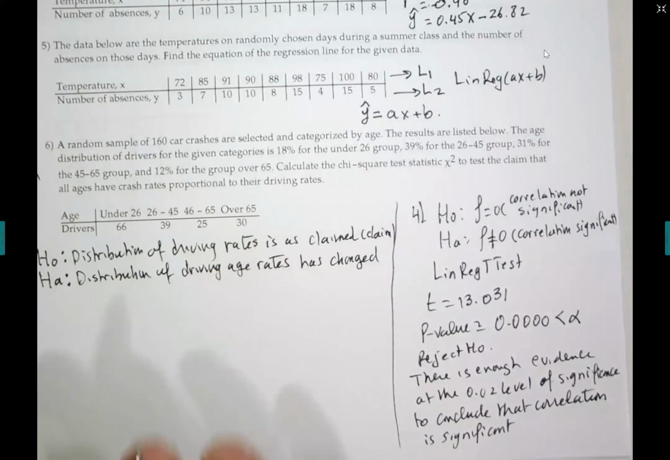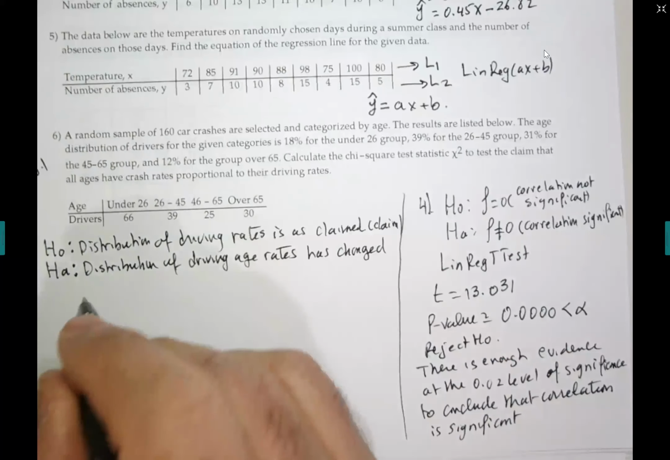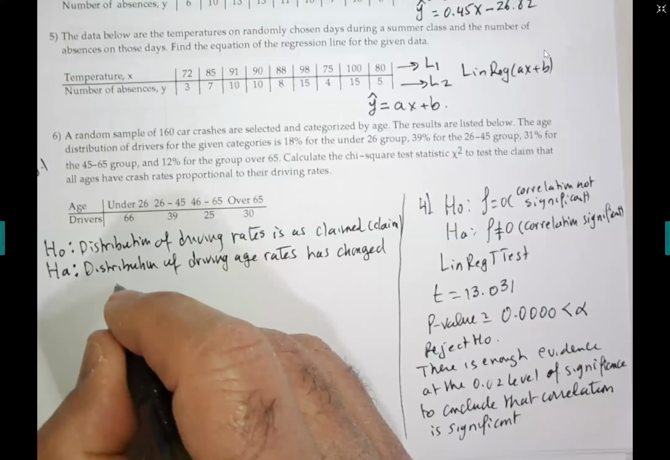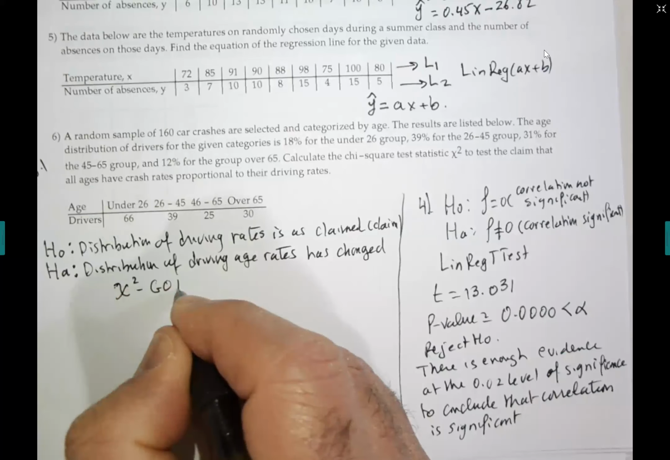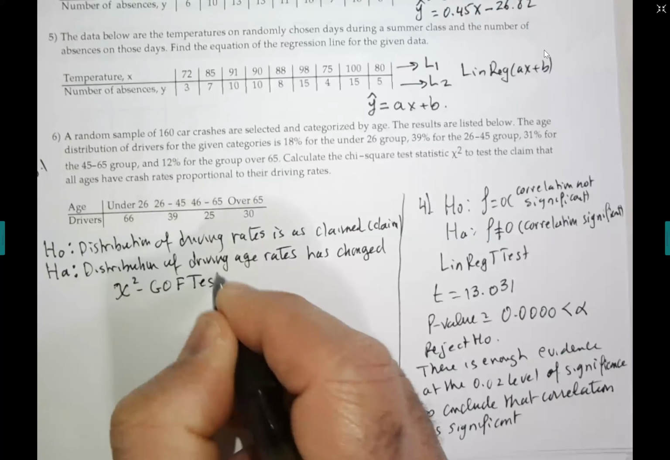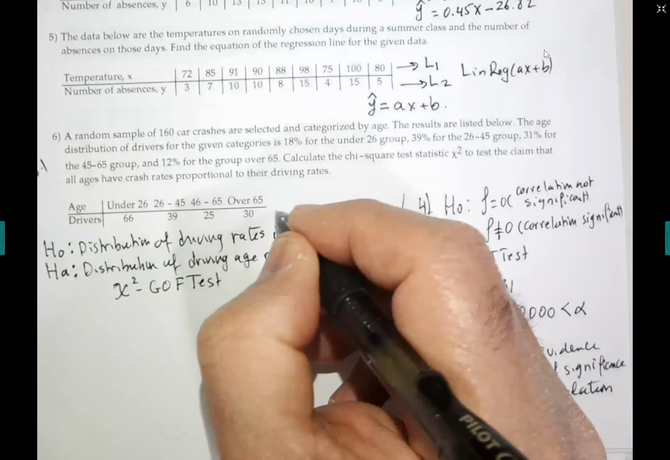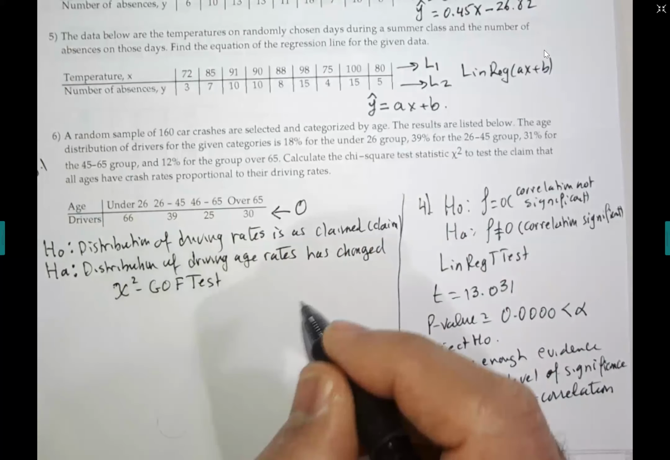Okay, I'm gonna do this one using technology, first of all, and the test, guys, as I told you, is the chi-square goodness of fit test. But in order to use this test, you need to provide the O's and the E's. These are the O's. Let's find the E's together, guys.